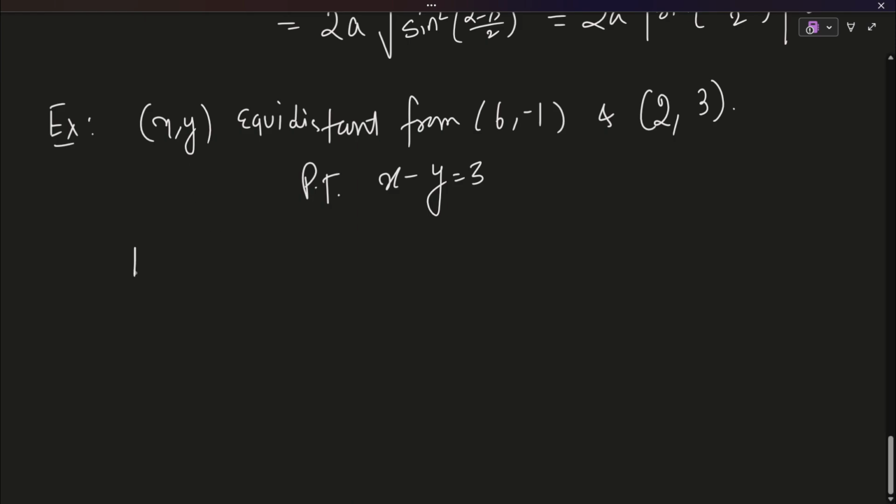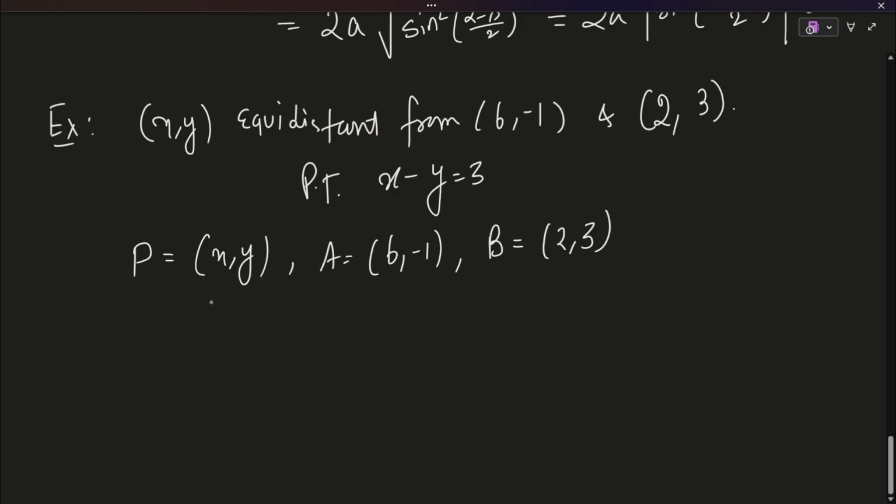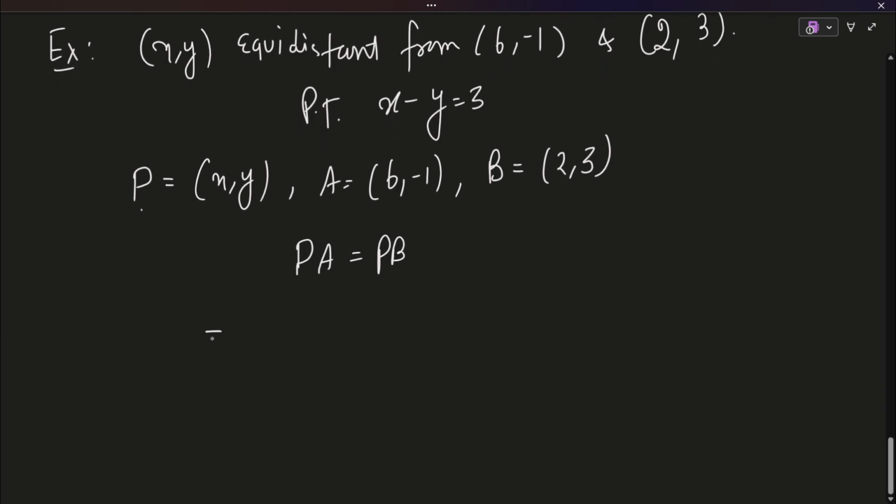Again, for the sake of simplicity, always name the points. So P is x comma y, then A is 6 comma minus 1, and let's say B is 2 comma 3. According to the question, we have PA equal to PB, because PA is the distance of the point from A and PB is the distance of the point from B. Since it is equidistant, the distance must be equal. Now, what is PA? According to our distance formula, we can actually do PA square equals PB square, so that we do not have to deal with the square root.